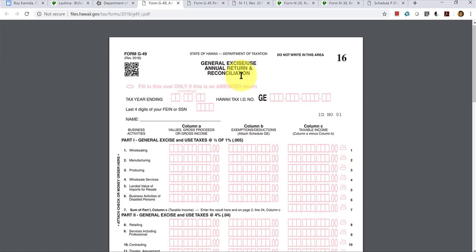Now, again, a lot of people mistakenly call this type of tax sales tax. Sales taxes are paid by the customer, paid by the consumer who buys the merchandise or buys the service. This general excise tax for Hawaii is charged not to the customer, but to the business that sells the merchandise or the service. And it's only customary for that business to pass on the tax to the customer.